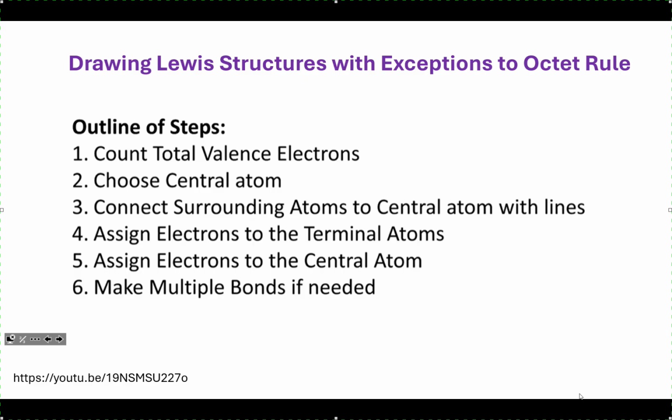The steps to obtaining the Lewis structures are actually the same as the steps that we covered in this previous video of simple polyatomic molecules and ions. And so we're just going to count the total valence electrons, choose the center atom, connect surrounding atoms to the central atom with lines or bonds, then assign electrons to terminal atoms so they have a complete valence, and then if anything's left over after this step, it'll go on the center atom. Step 6 won't apply to these. So the examples we'll be doing today are phosphorus pentafluoride and sulfur tetrafluoride.